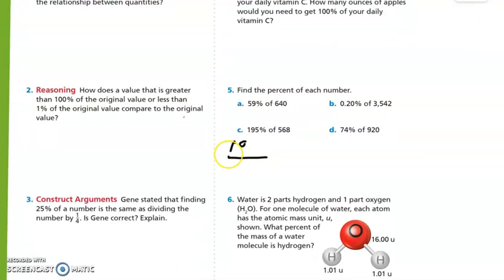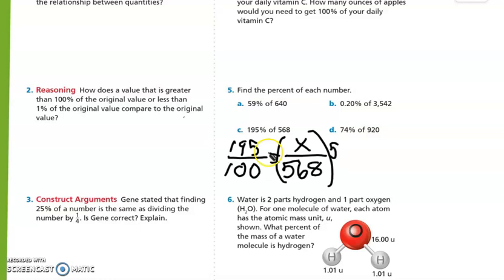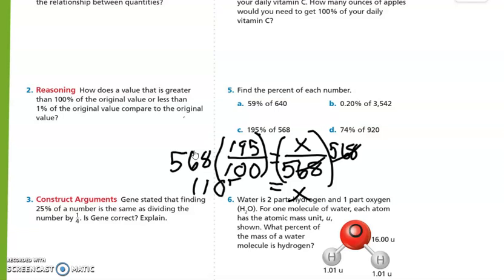So here we have 195%. That's 195 out of 100. The part is what we're finding. And this number goes across from the 100. Again, we'll just multiply so that these two cancel. And what I do on one side, I got to do on the other side. And when you do that, you just need to put it in your calculator. And you get, over here it's X, and X equals 1,107.6.